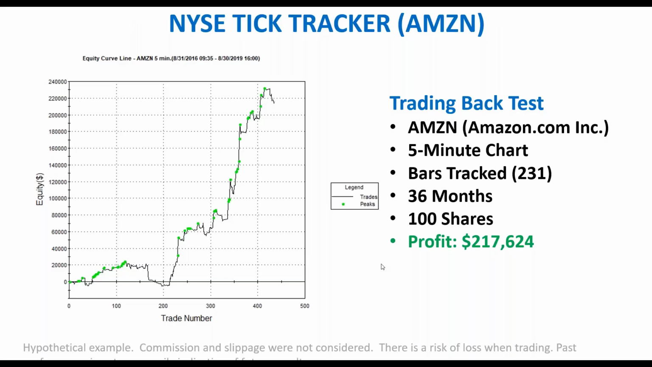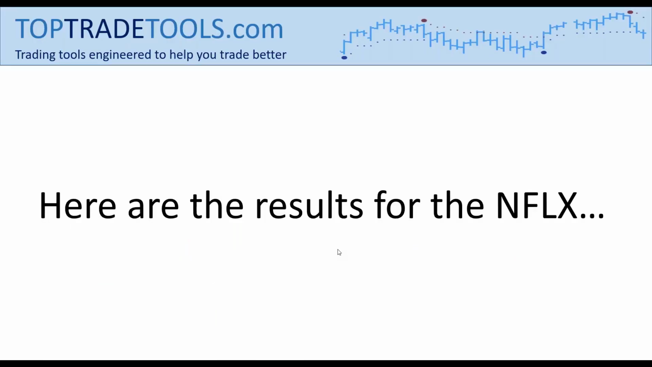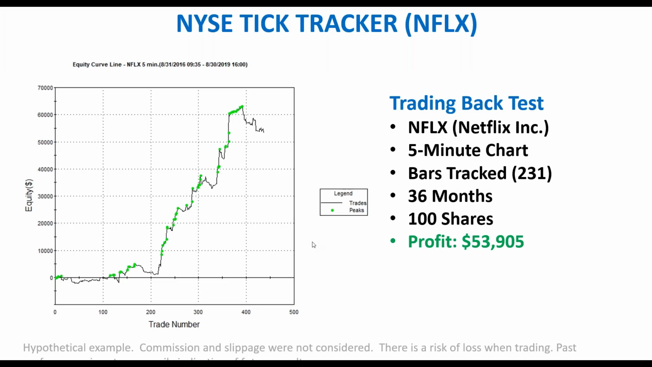Past 36 months for Amazon, made $217,000 trading 100 shares. And you can see the equity curve was really, really nice. So I was actually really surprised by that. Was not expecting it to work well. What about other stocks? Let's try Netflix, for example. So Netflix, again, I was surprised. Netflix over the past 36 months made $53,905.